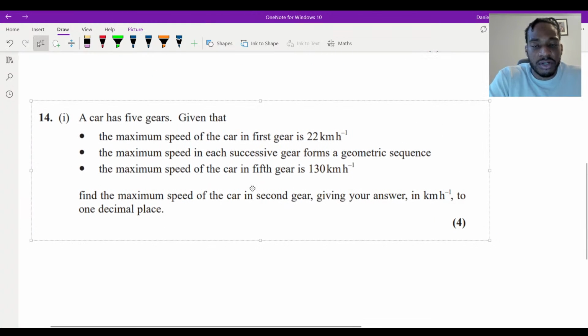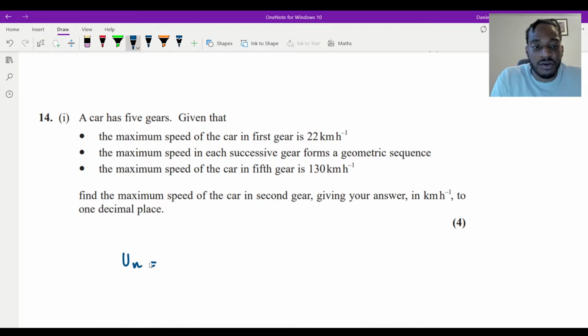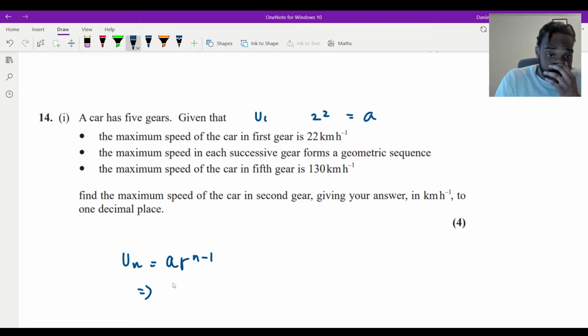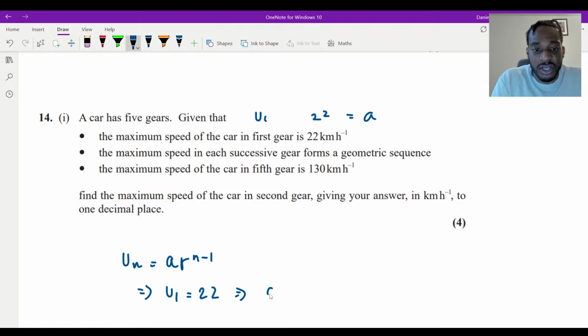All right, so the car has 5 gears. We know that the maximum speed in the first gear is 22, and this is a geometric sequence. So remember your general formula for the nth term of a geometric sequence is u_n equals a r to the n minus 1. And we're just going to use this here. The first gear is going to be u1, which equals 22, which we know is also equal to a. So u1 is equal to 22, and that means our first term is equal to 22.